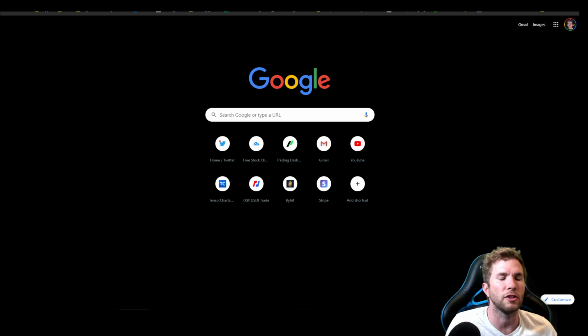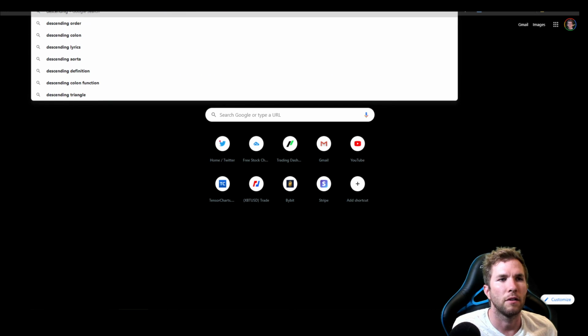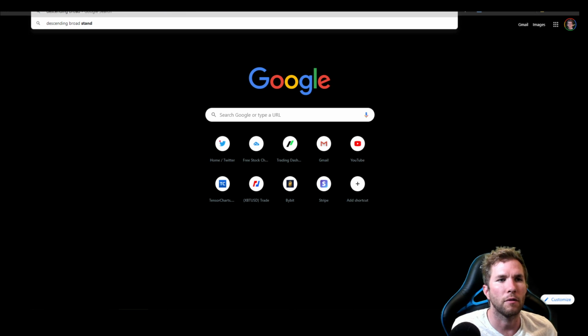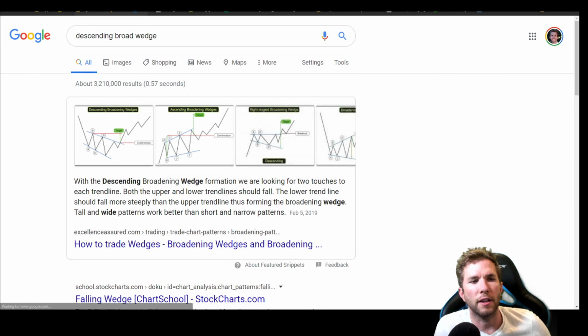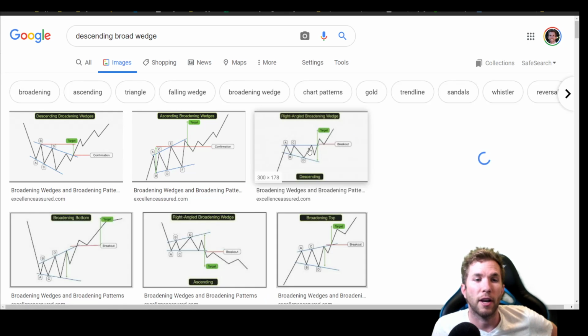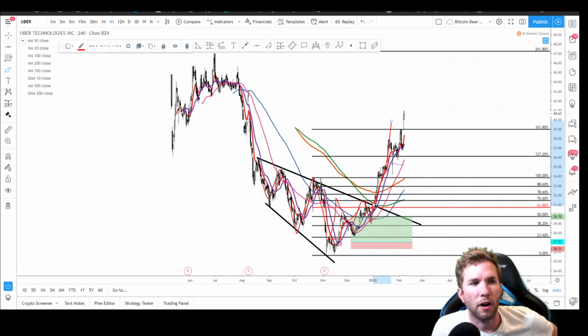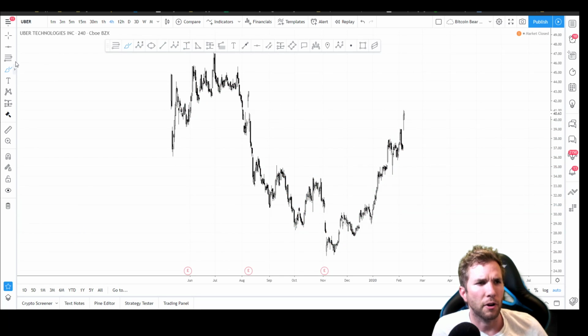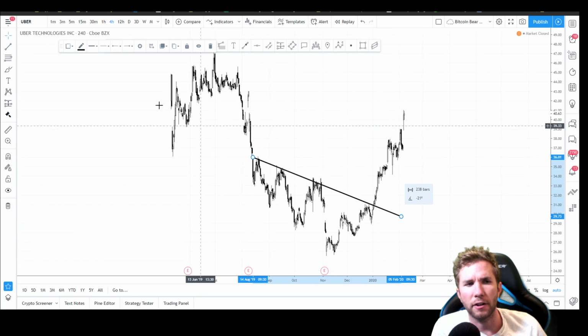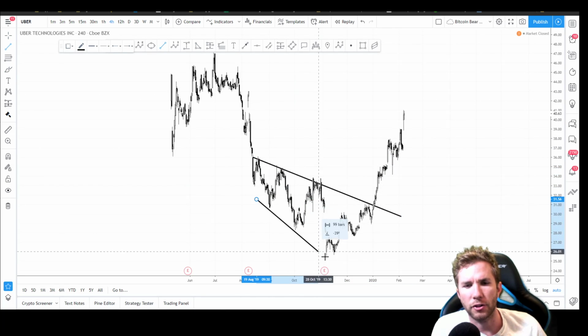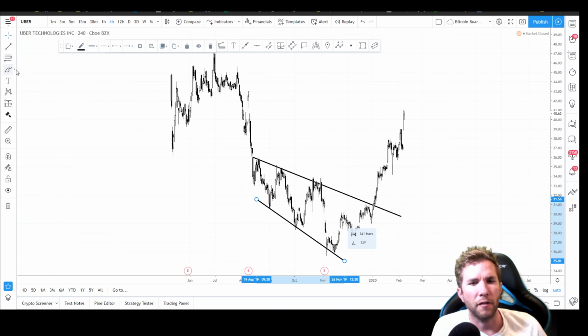If you've never traded the descending broad wedge, it's one of my favorite patterns to trade. Super bullish structure, and it looks something like this, where the top side only makes a little bit of a V shape at the top there. I had this drawn for Uber, and you can see it did exactly that. Let me get rid of all this here really quick. All right. So you can see we've got this very clear, dynamic, descending broad wedge structure. One of my favorite patterns to trade.